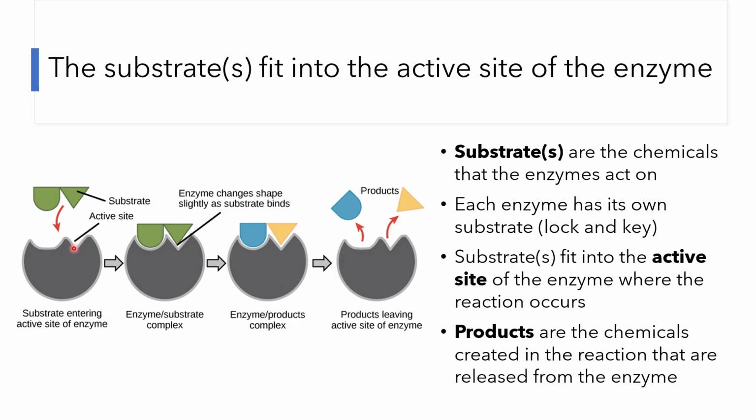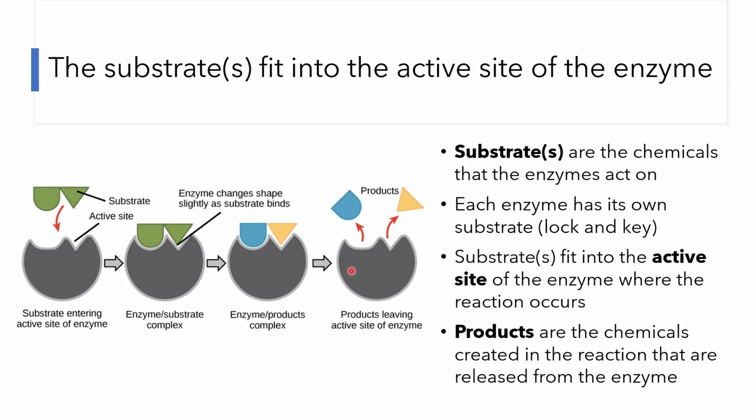Then the substrate fits into a very specific spot on the enzyme, and it's actually a physical fit. It's both a physical and a chemical fit. And we call that spot the active site. The active site is where the chemical reaction is going to occur. So it's the spot on the enzyme where the substrate fits in and the chemical reaction occurs. And then it creates products.